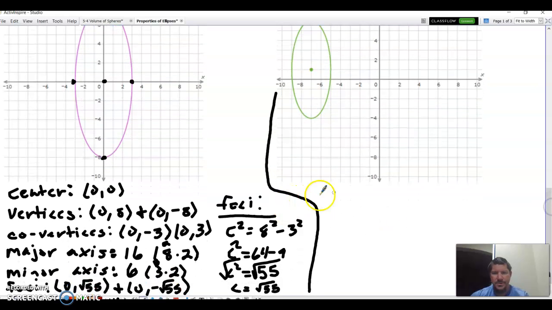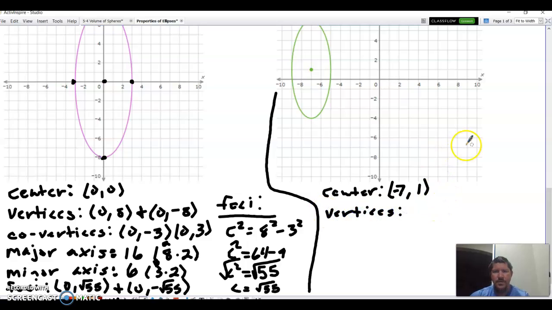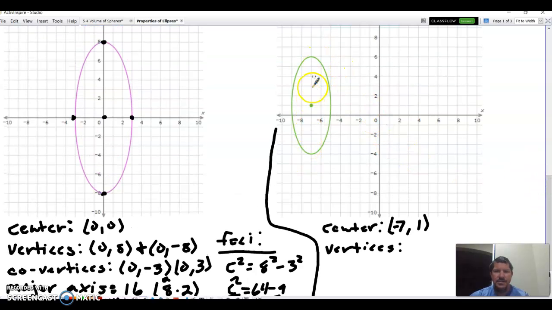Alright, so next one, center in this case is now (negative 7, 1). Vertices, again, the long axis is vertical, so that's going to be negative 7, 1, 2, 3, 4, 5, 6. So (negative 7, 6), and in this case, negative 7, 1, 2, 3, 4. (Negative 7, 4).